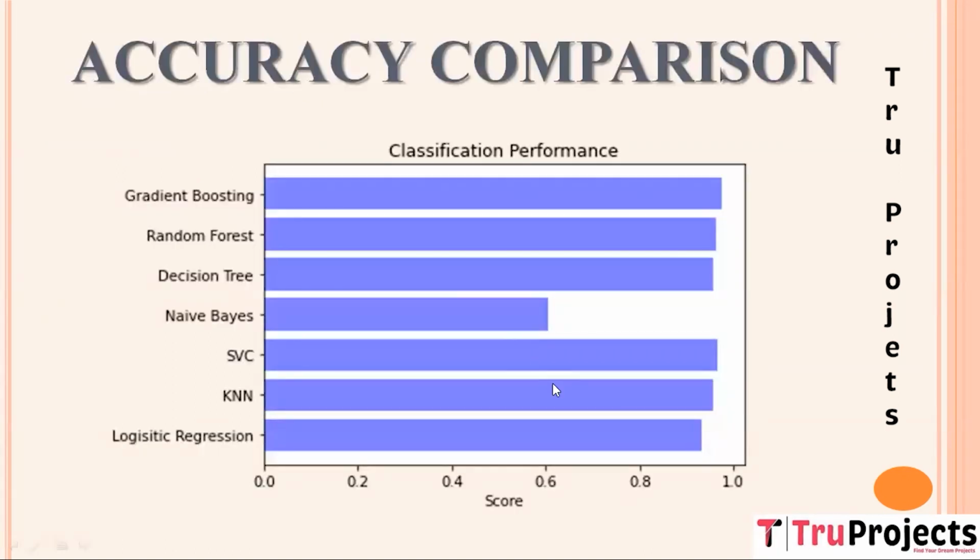So this is the accuracy comparison graph. In this graph, on the x-axis I have the accuracy score and on the y-axis I have different models built. This is a horizontal bar graph comparing accuracy scores of all the models, and we can see gradient boosting model has outperformed all other models in this project. So we will be using this algorithm for making predictions.